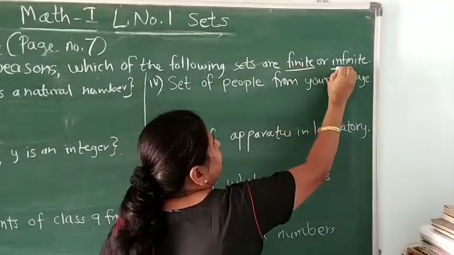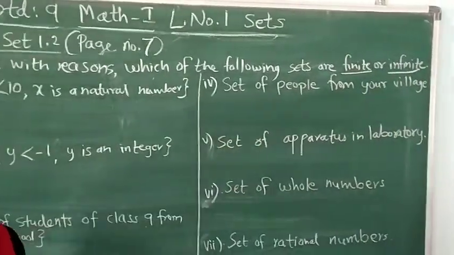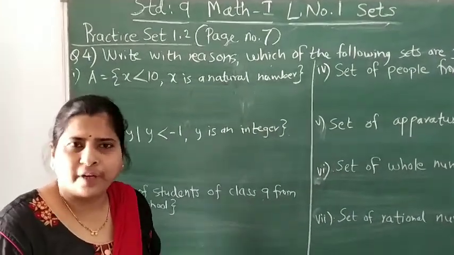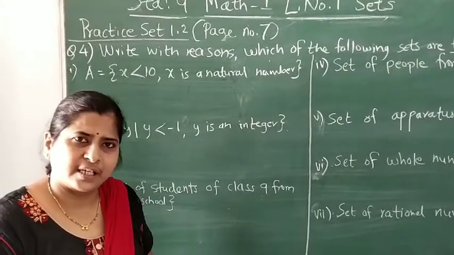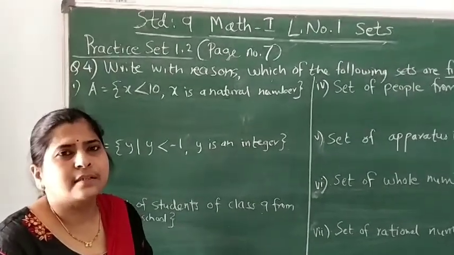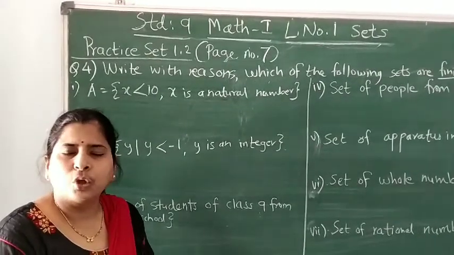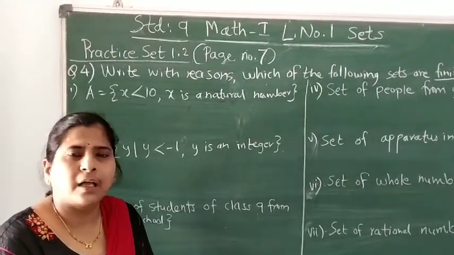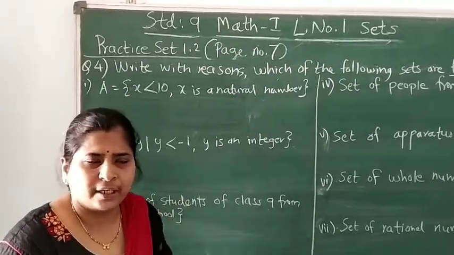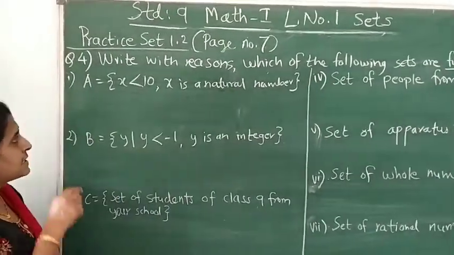So now we need to classify the given sets as finite and infinite. Let's recall the meaning of a finite set. If the elements of a set are limited or countable, it is finite. And if it is not limited, meaning unlimited and uncountable, that is, if it is not finite, it is infinite. So let's see what the first set given here is.